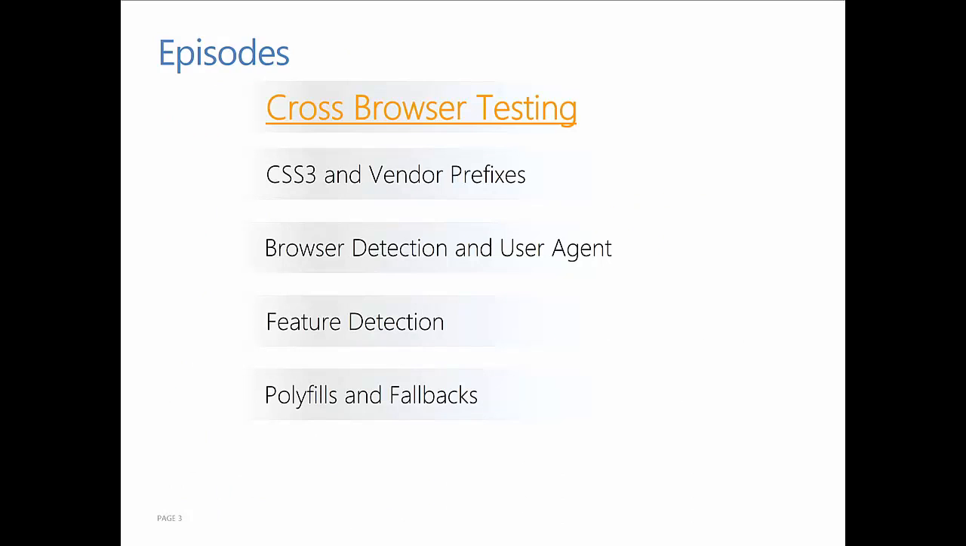So in this particular episode, we're going to talk about how you could do the cross-browser testing. Now, it is very important to test first so that you will be able to see if your website is consistently running fine across all the modern browsers. So first thing first, let's talk about cross-browser testing. And then for the rest of the episode, we're going to talk about all the detail about CSS3, about should we do browser detection or should we do feature detection, and we talk about how to do polyfills and fallbacks.